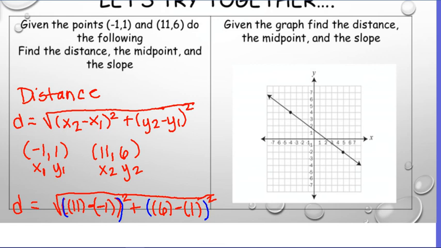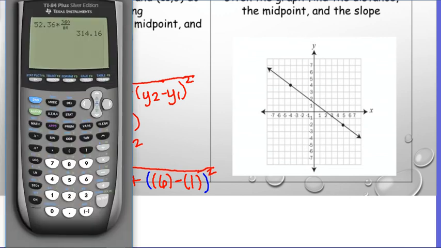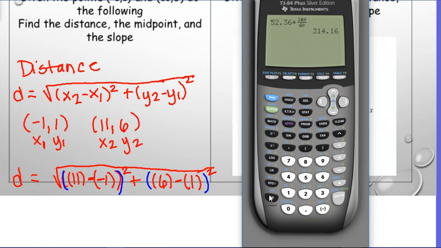Alrighty, so now we're going to use our calculator. You can do the math manually, or you can put it directly in the calculator. Either way, you should come up with the right answer. So here you're going to say second, get your square root key. So second square root key, and I'm going to type in exactly what I have on my paper.